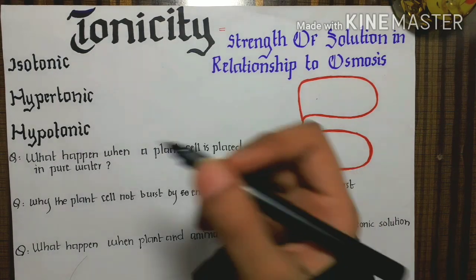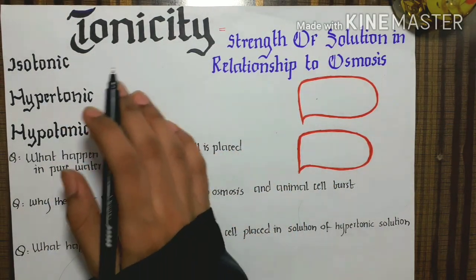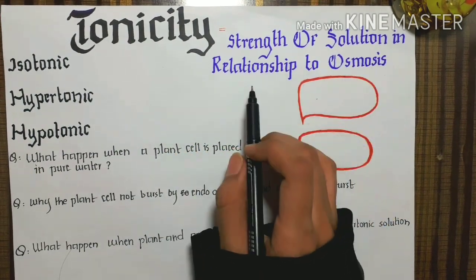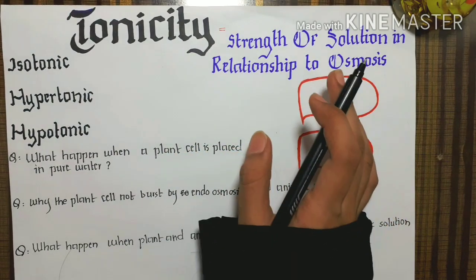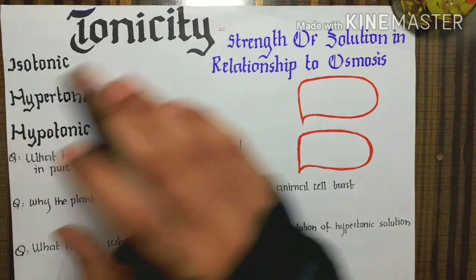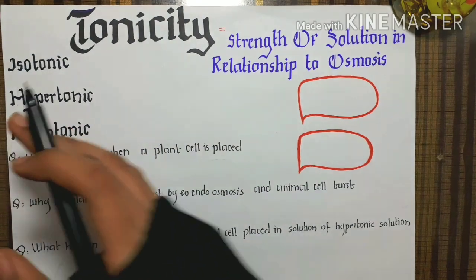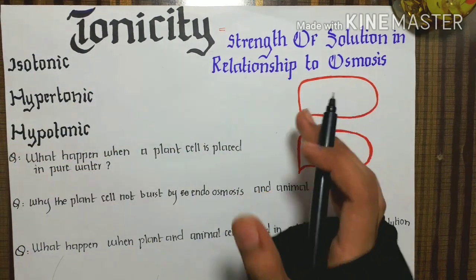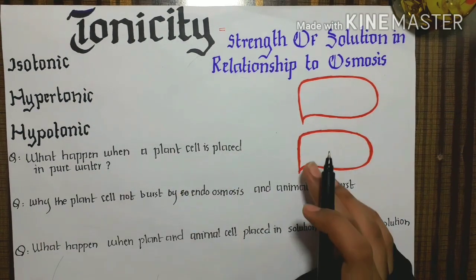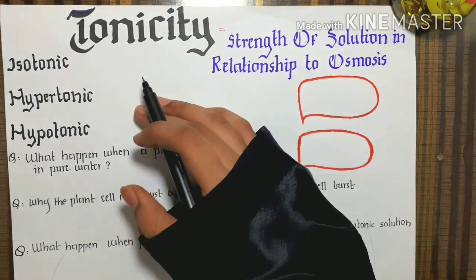Now let's come to our next topic, which is tonicity. What is tonicity? The strength of a solution in relationship to osmosis. Or we can say it determines the direction of the movement of the water, from which cell to which cell water will move, and what will be the effect on the water potential. All these come under the topic of tonicity.